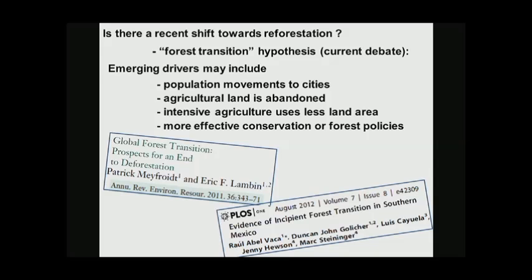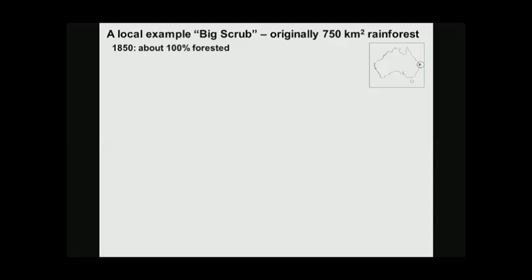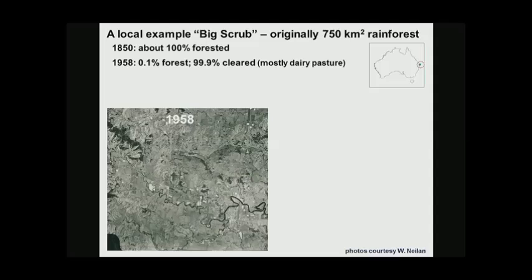But I do want to talk about a very local example, which is the big scrub rainforest, located very roughly in the area between Byron Bay and Lismore in northern New South Wales. It used to be a very extensive area of rainforest. So let us say around about 1850, before the European settlers moved in. A century later, in 1958, if you drove to Byron Bay, you'd be driving through bare green hills with dairy pasture. 99.9% of the forest was cleared.